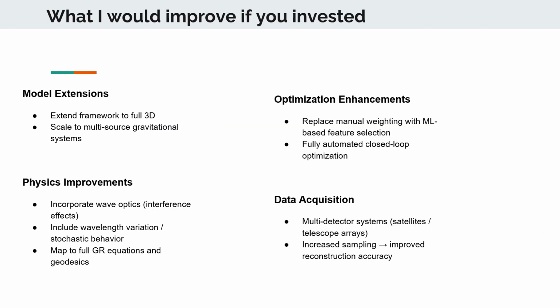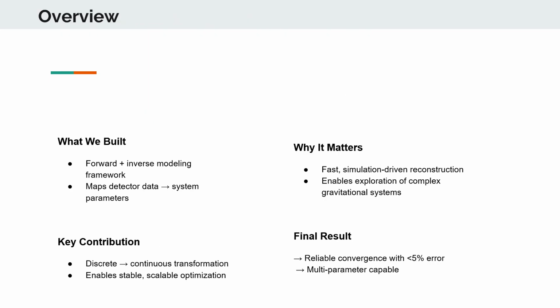And so there are several clear directions to extend this framework. First, we can scale the model back to full 3D and more complex multi-source systems. Second, we can improve the physical fidelity by incorporating wave optics and wavelength-dependent behavior, and general relativity and geodesics, which was what I was going to do originally. And from an optimization standpoint, one of the biggest improvements would be replacing manual weighting and decision-making with machine learning, allowing the system to automatically identify the most informative features and learn how to optimize those decisions over time. And finally, using multiple detectors such as distributed telescopes or satellite arrays would significantly improve reconstruction accuracy and distribution statistics.